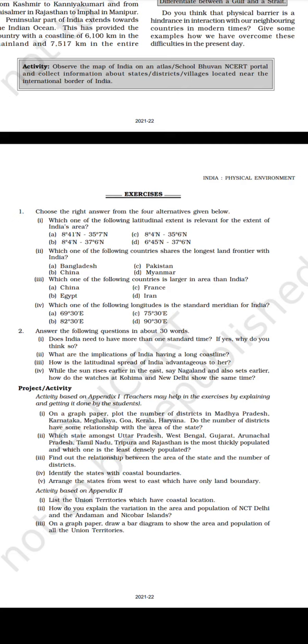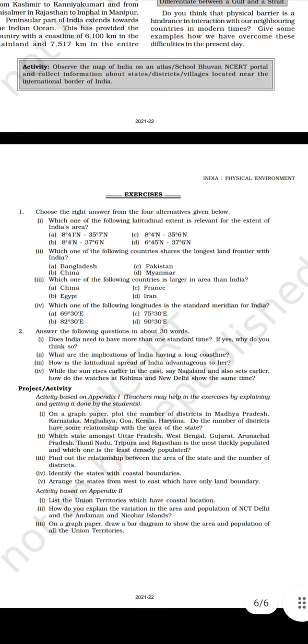Answer the following questions in about 30 words. Does India need to have more than one standard time? If yes, why do you think so? What are the implications of India having a long coastline? How is the latitudinal spread of India advantageous to her? While the sun rises earlier in the east, say Nagaland, and also sets earlier, how do the watches of Kohima and New Delhi show the same time?